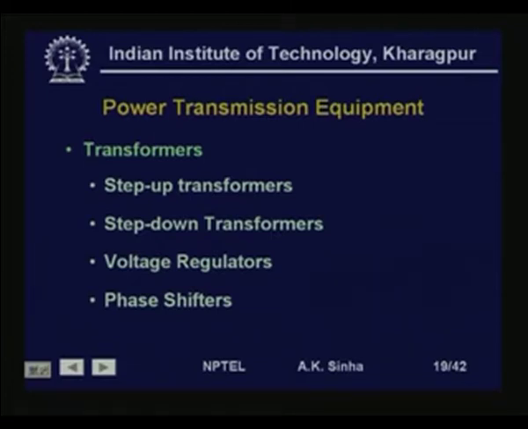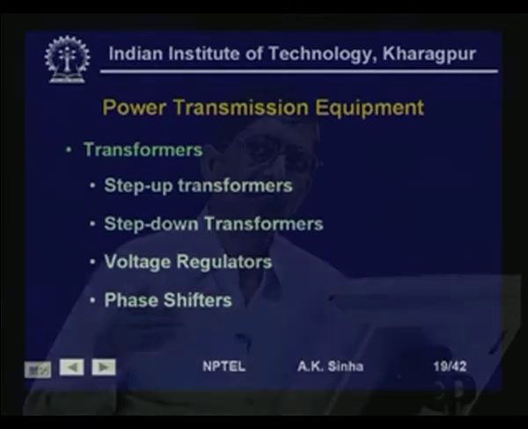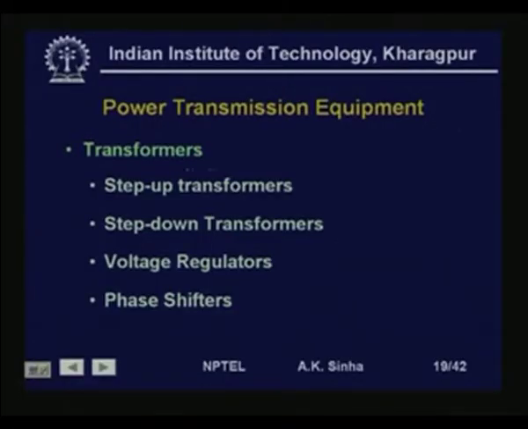Now, what are the various equipments used in transmission systems? We have step up transformers. As we have already seen, the power is generated at somewhat lower voltage, between 11 to 30 kV. We need to step it up to a much higher voltage for transmitting this power. So, we need step up transformers. Again, at the load end, we need to reduce this voltage because the consumption will be at much lower voltage. So, we need step down transformers. We need voltage regulators to try and maintain the voltage at the various points in the system. We sometimes use phase shifters to try and control the real power flow through the transmission lines.